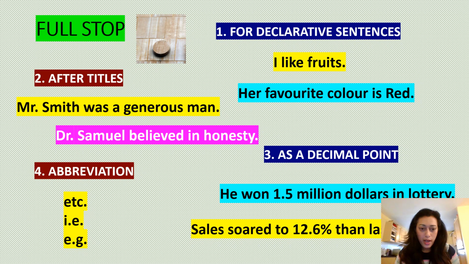And we generally use it with abbreviations as well, like etc. dot, i.e., which means that is, or e.g., which is example.